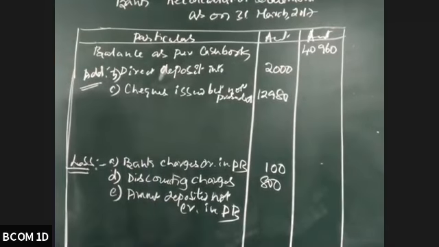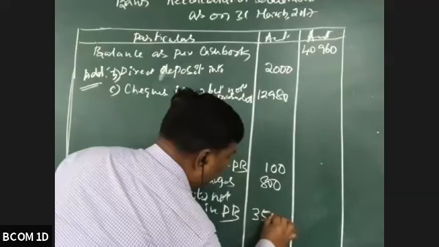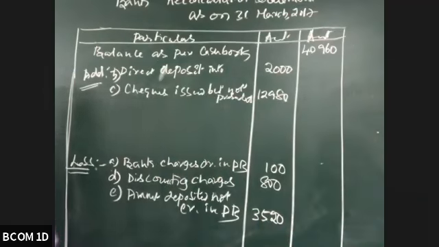How much is the amount? 3,520. Okay. Next. What's the next transaction? F.